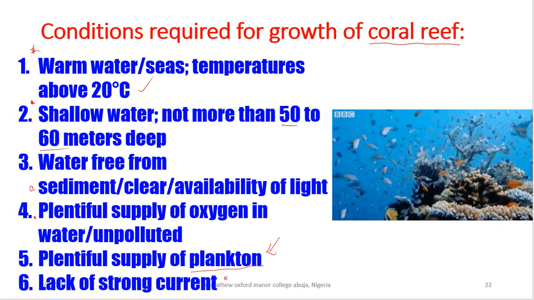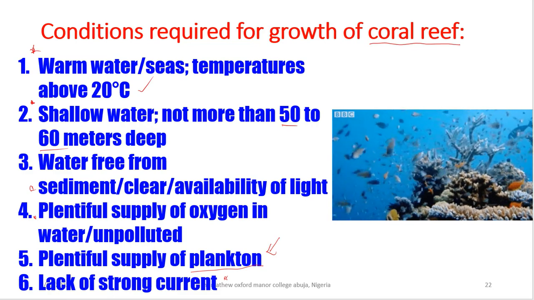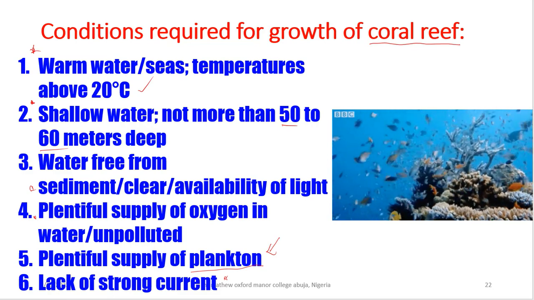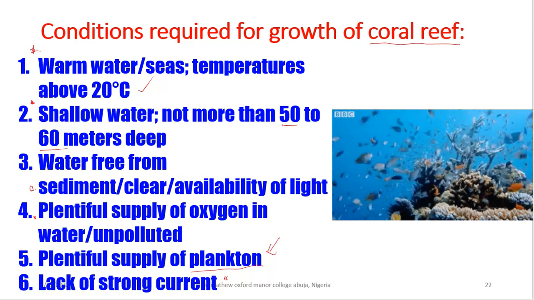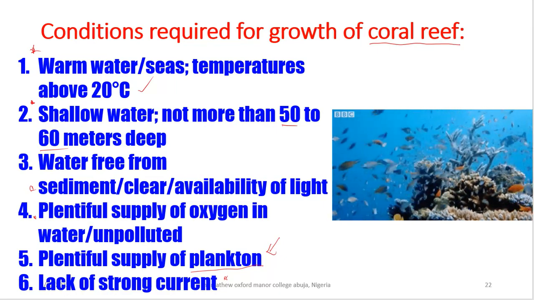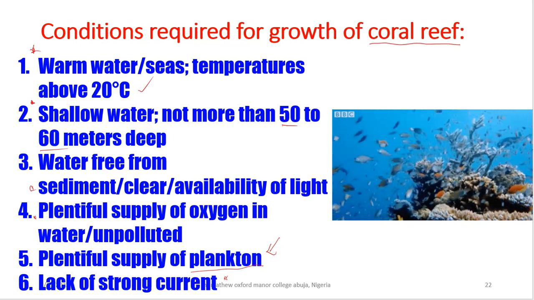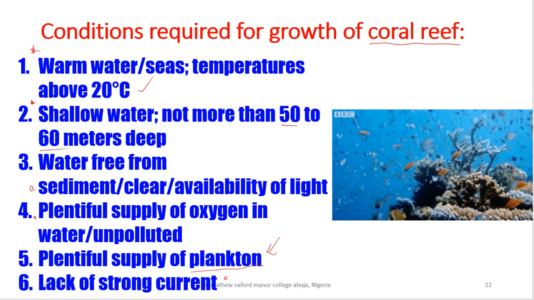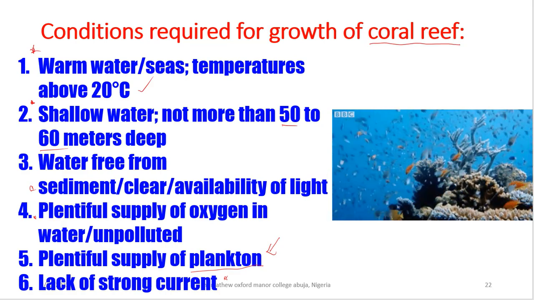Now, first, it should be warm. It should be shallow. It should not be deep. It should be within 50 to 60 meters deep. It should be free from sediment. It should be clear, so light can easily pass through it. There should be plenty of oxygen. Why? Because the organisms there need to breathe. It's simple. And there should be a plentiful supply of plankton, which is the major source of food there. And there should be a lack of strong current.